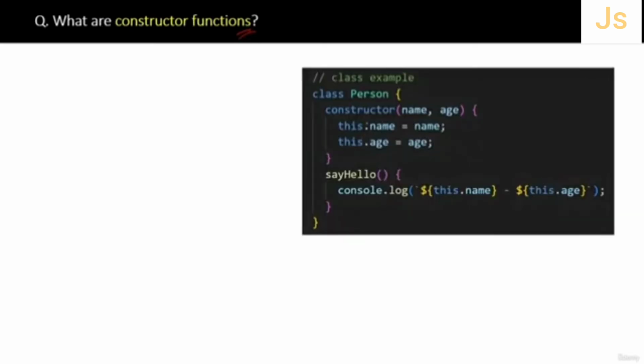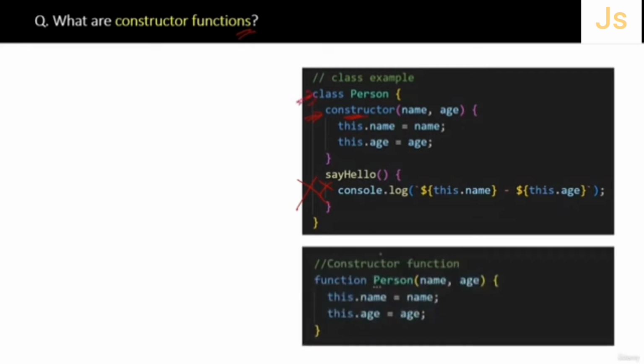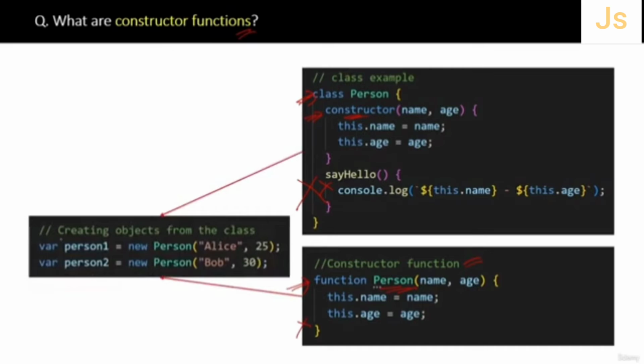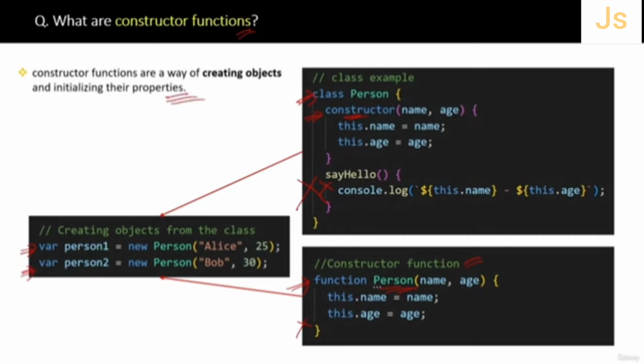What are constructor functions? We already know we can have a constructor inside the class like this. But suppose you do not want any methods like sayHello to be there inside the class. Okay, you do not want any method. So either you should remove the method from the class, or instead of creating a class, you can just create a constructor function like this. The difference is here you cannot put any function inside the constructor function. So this will work the same as a class which does not have a function. And the way of creating the object will remain the same. The definition is constructor functions are a way of creating objects and initializing their properties.